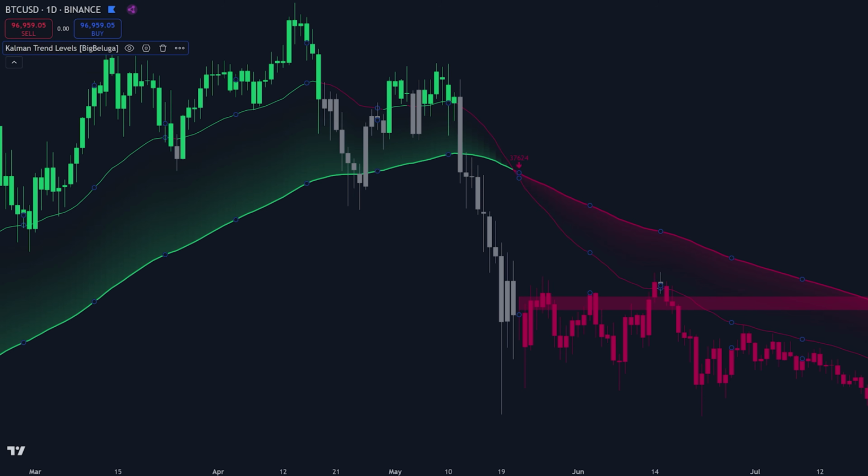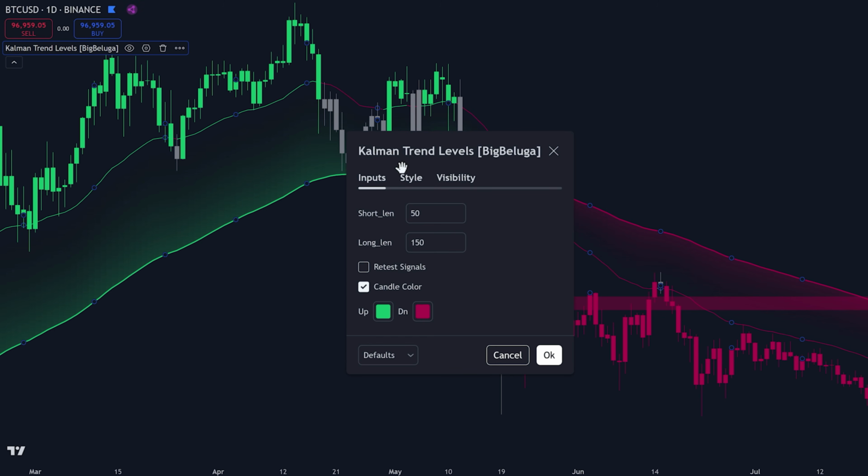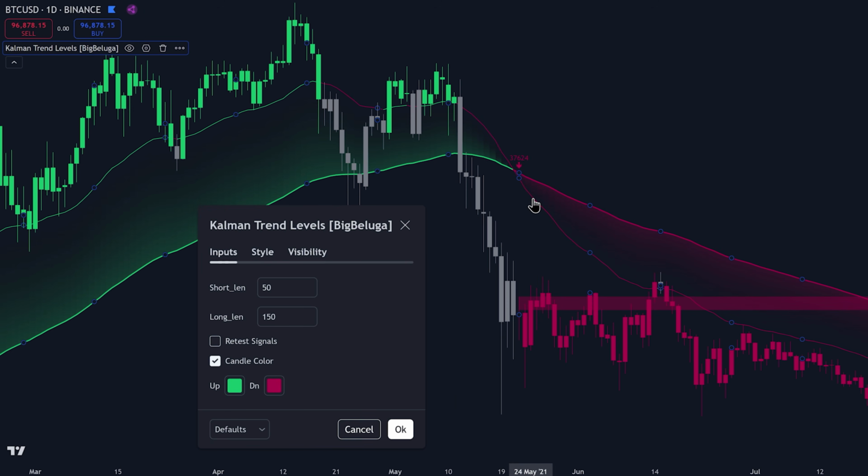Let's go over the settings for the Kalman Trend Levels indicator. First is the short length setting. This controls how sensitive the fast Kalman line is to price changes. For this video, I'll set it to 70. This change makes the fast Kalman line smoother and less affected by small price movements.